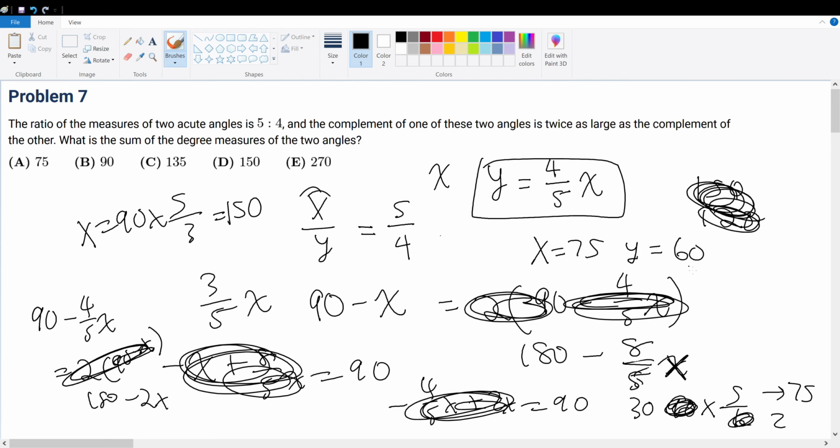Right, so now we finally have acute angles, which is correct, because we're given acute angles in the first place. So 60 plus 75 is 135, so your final answer will be answer choice C.